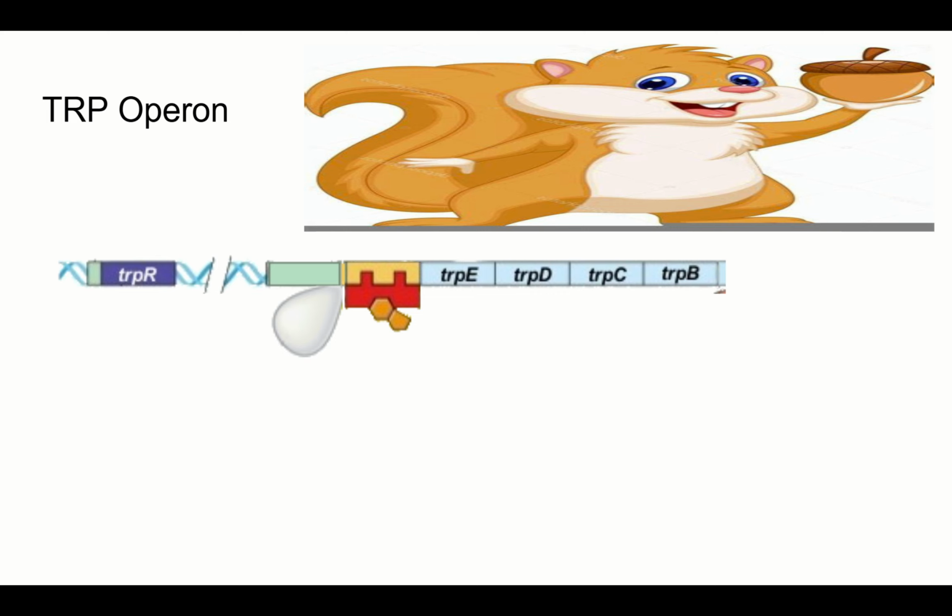meaning that there will be no transcription of the gene, which acts then as a cycle, because that means that there is no enzyme A being created, which means that the tryptophan will not be able to bind to the operator, which means that the operator will be at its inactive form, meaning that the gene will be turned on and the cycle continues.